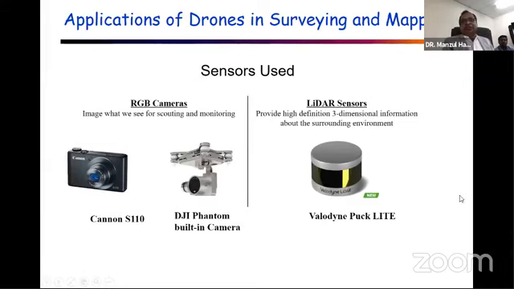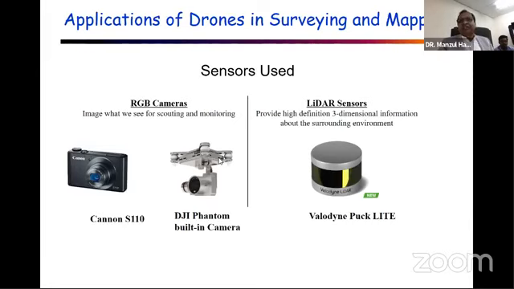Okay, so first, one of the most common uses is surveying and mapping. For surveying and mapping, mostly we are using an optical camera, RGB, red, green, and blue band cameras, which is very similar to our normal photographic camera. It can also be used, but if you go for very high accuracy, then you can also use a quite expensive camera, a photogrammetric camera, as we call it.